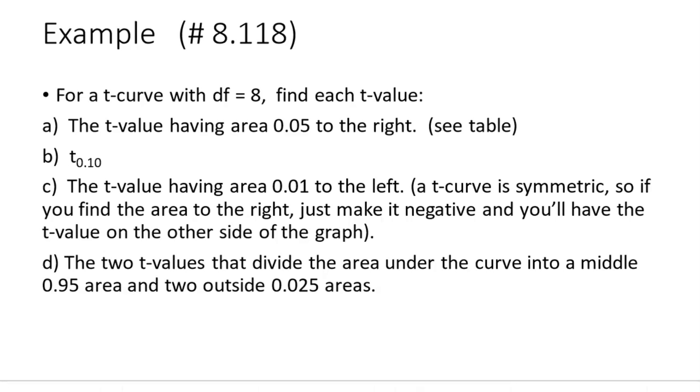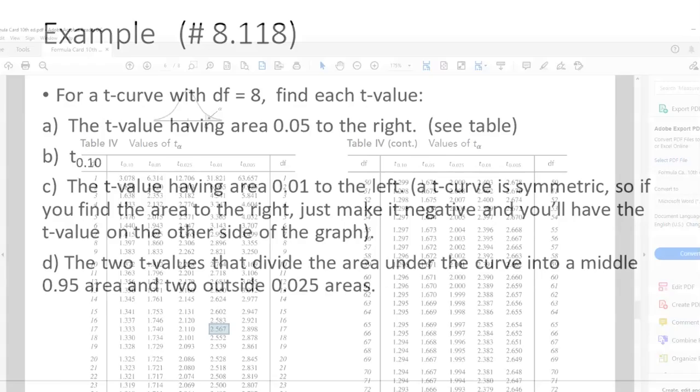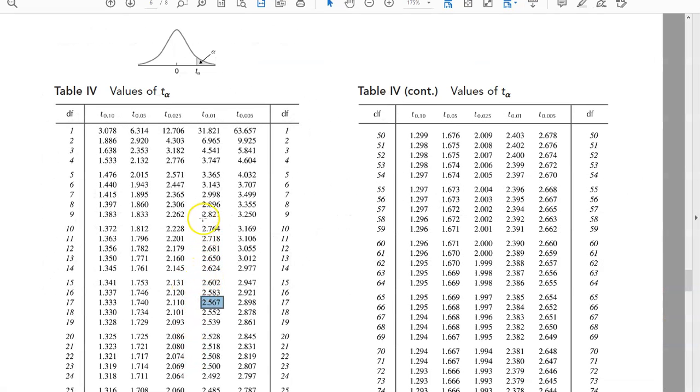All right, so the first question up here, a couple little examples, says find, for a t-curve with 8 degrees of freedom, the t-value having an area of 0.05 to the right. So remember, when we do these, that alpha is our subscript. So we're looking for 0.05, that's t of 0.05, with 8 degrees of freedom. Here we are, 1.86. Right, so there's alpha equals 0.05, 8 degrees of freedom.